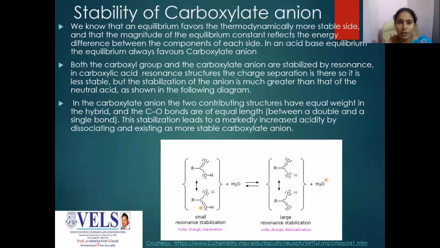Stability of carboxylate anion. We know that an equilibrium favors the thermodynamically more stable side, and the magnitude of the equilibrium constant reflects the energy difference between the components of each side. In an acid-base equilibrium, the equilibrium always favors the carboxylate anion. Both the carboxylic group and the carboxylate anion are stabilized by resonance. In carboxylic acid resonance structure, the charge separation is there, so it is less stable. Whereas stabilization of the anion is much greater than that of the neutral acid, which is shown in the following diagram. In carboxylate anion, the contributing structures have equal weight in the hybrid, and the CO bonds are of equal length, between a double bond and a single bond. This stabilization leads to markedly increased acidity by dissociating and existing as the more stable carboxylate anion.